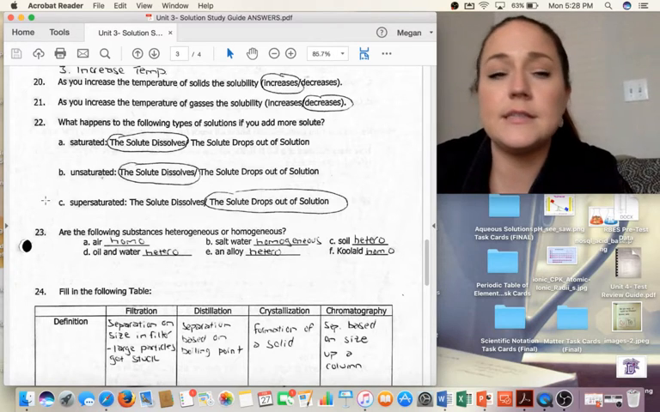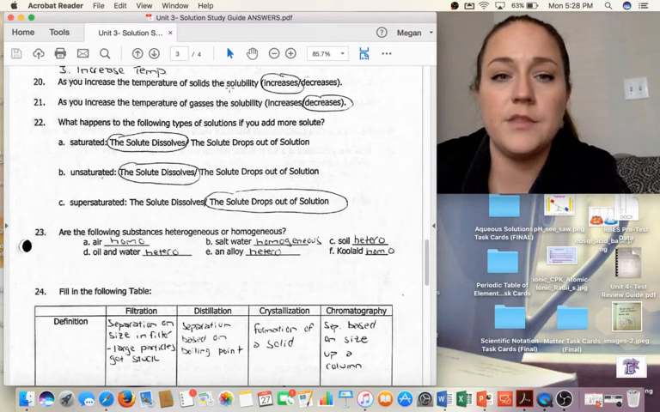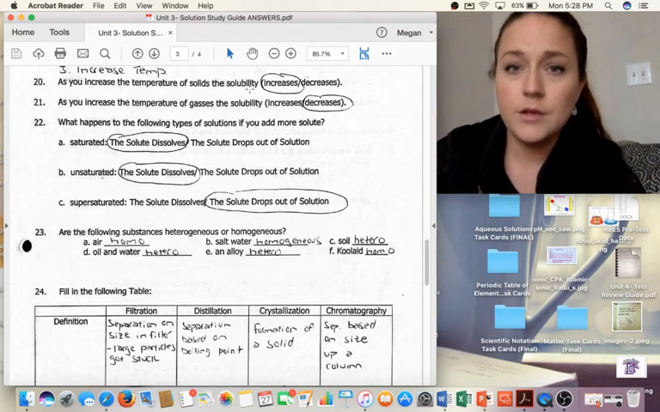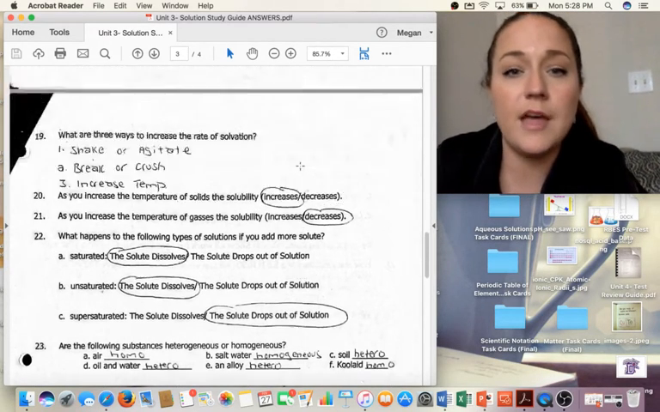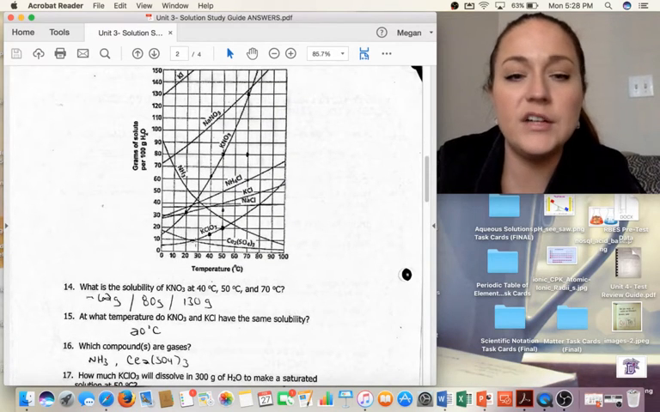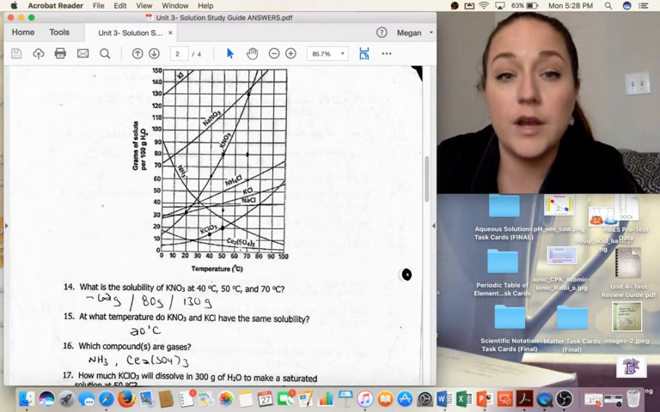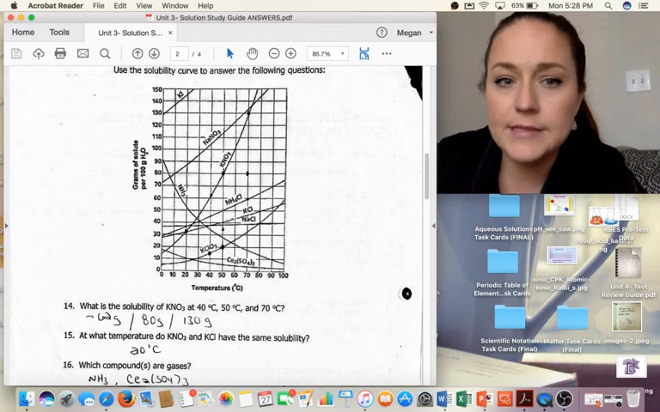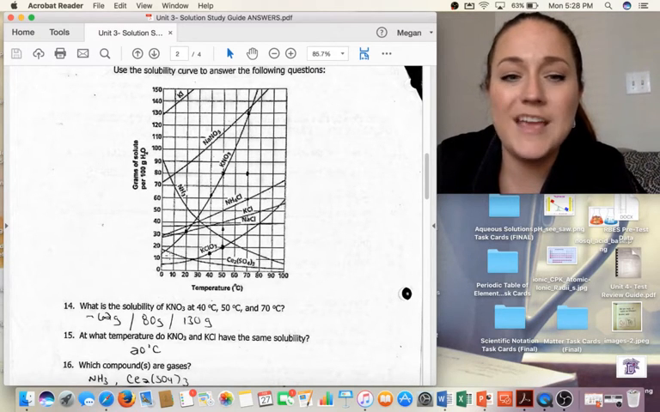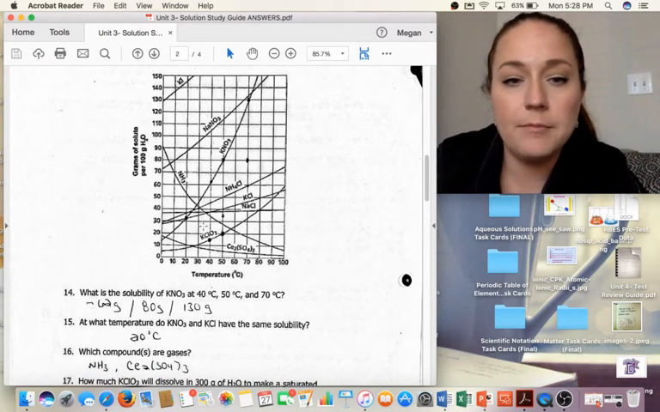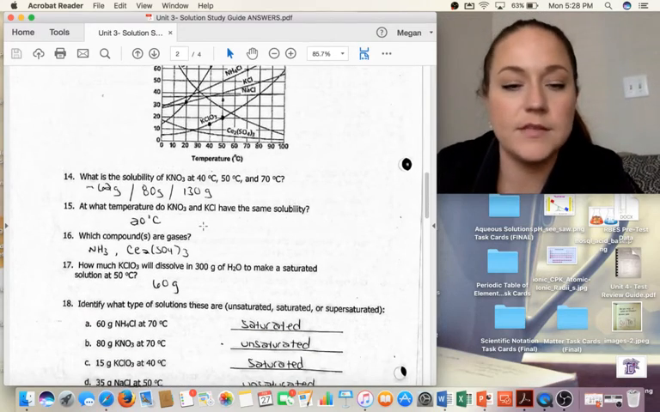All right, number 20. As you increase the temperature of a solid, the solubility increases. So, raise the temperature, you raise the solubility. That is proven with solids here, that if I am raising the temperature, so you see how the x-axis increases from 0 to 100 degrees Celsius. As I raise the temperature with solids, they increase in their solubility, being able to dissolve more of the substance.